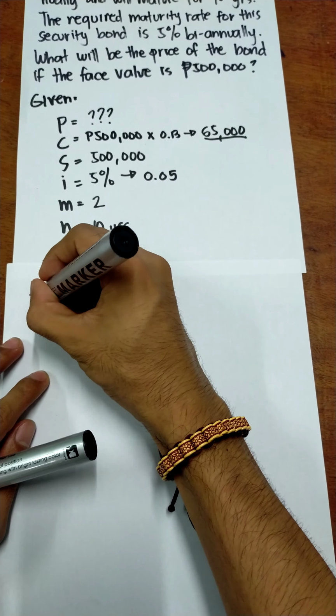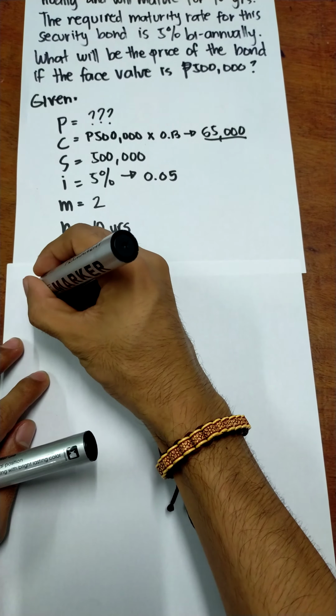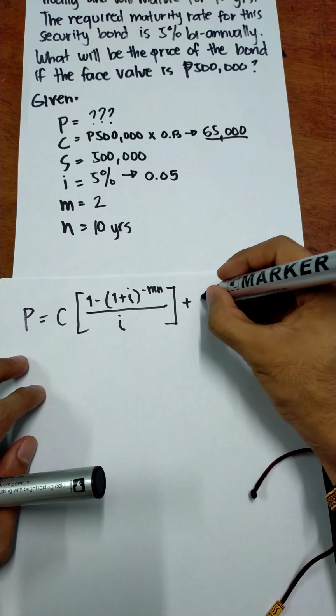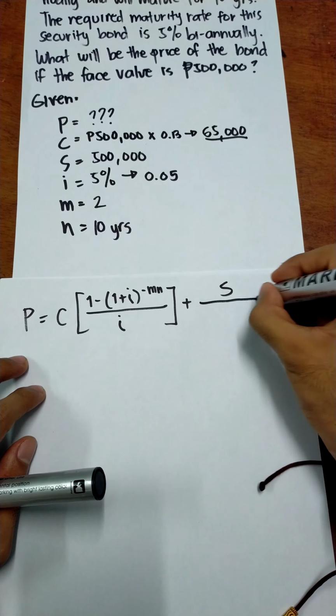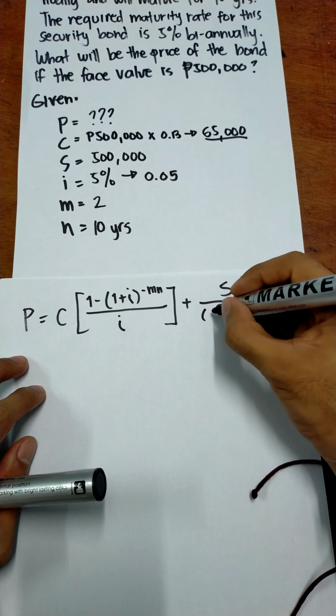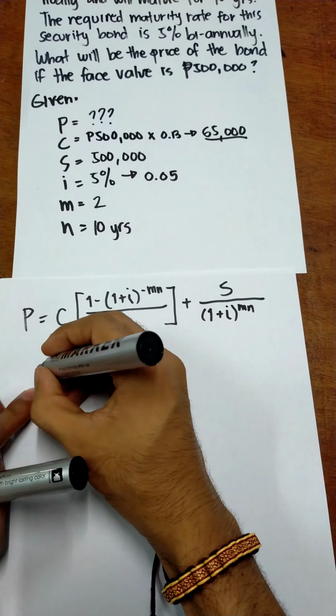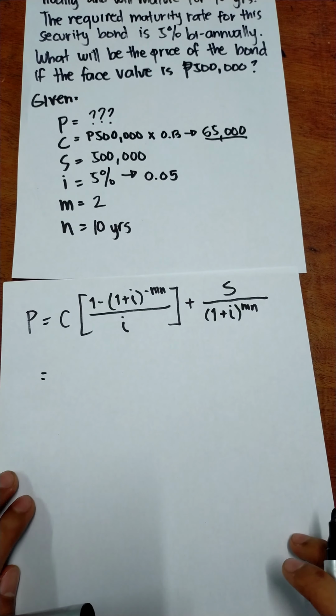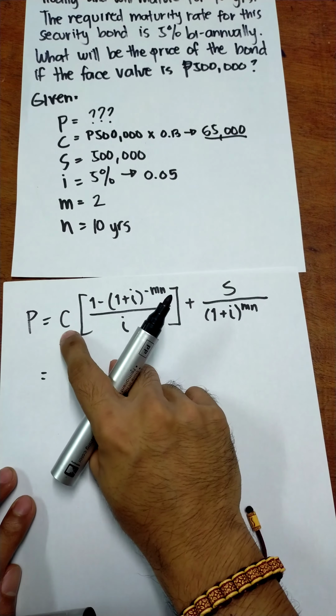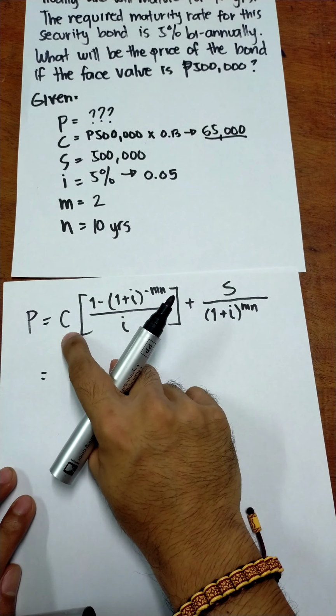So, we have P is equal to C. Medyo mahaba-haba ito, no? So, 1 minus the quantity of 1 plus I to the negative M and N power over I plus S divided by the quantity of 1 plus I to the M and N power. Okay? Next is to substitute. Substitute natin lahat ng values nila. So, the C, we have 500,000.